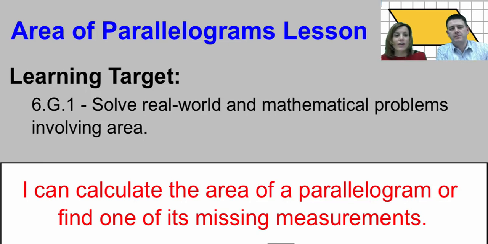All right, now that you have your packets out, make sure at the top of your page you put the learning targets and the I can statement. It's right above the box on your note page. If we already typed that part out for you, the least you can do is fill in that information. So our target is 6G1, solving real-world and mathematical problems involving area. You're going to see that standard over and over again the next couple of days. And then the I can statement today is: calculate the area of a parallelogram or find one of its missing measurements, working backwards.